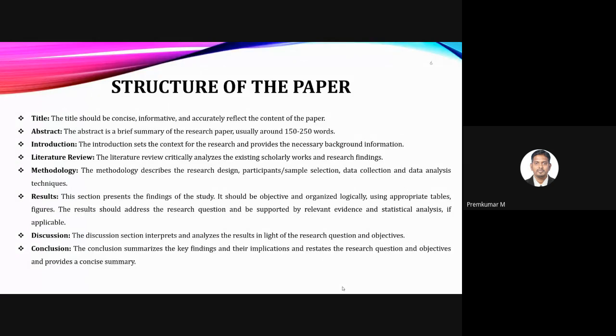Because most of the time, whatever the contents are there in the abstract, the same thing they'll keep in the conclusion section. Don't do that. The conclusion should be a summary of the key findings, and the phrases in the conclusion should not match the phrases in the abstract. Also, you have to discuss the implications of the research findings, and you should restate the research questions and the objectives with a concise summary.